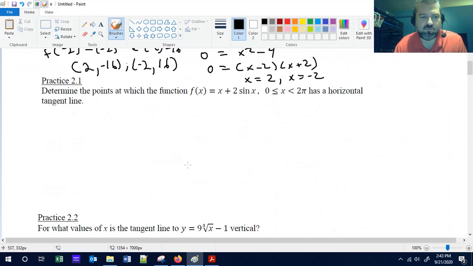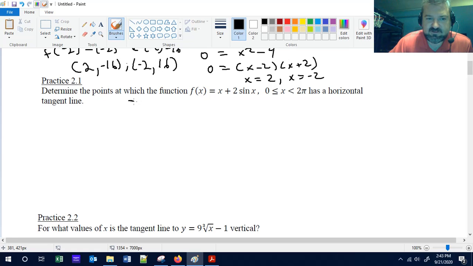Alright, your turn. Practice 2.1. Determine the points at which the function f of x equals x plus 2 sine x has a horizontal tangent line. And we're going to restrict x to be just one trip around the unit circle. That will vary from time to time, but there will always be a restriction. If I ever give you a problem where I forget to give a restriction, just assume it's one unit circle rotation, 0 to 2 pi. Go for it. Alright, let's see how you did.